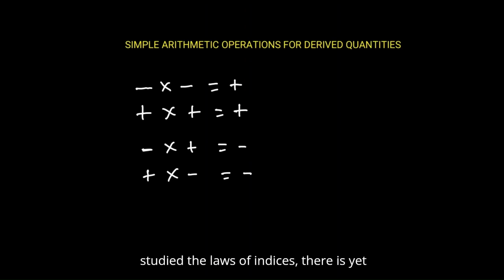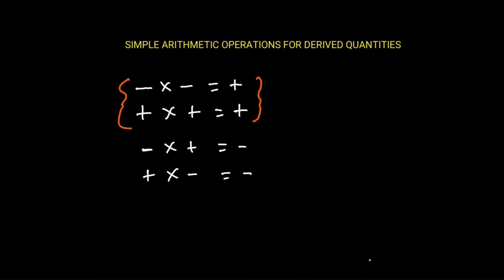Having studied the laws of indices, there is yet another mathematical operation students always find confusing, and that is minus times minus equal to plus, plus times plus equal to plus, minus times plus equal to minus, plus times minus equal to minus. Now let's group these operations. If we call this first two 1, and we call this last two 2.